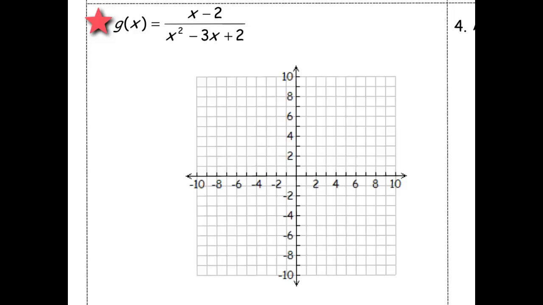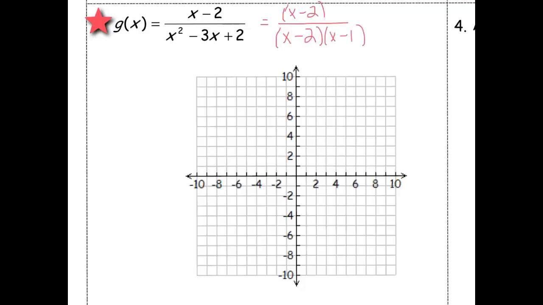The first thing that we want to make sure we do is factor the numerator and the denominator. It's our lucky day. The numerator is already linear, and I don't see a GCF, a greatest common factor, so there's nothing we can do with the numerator. The denominator, though, it looks like I can factor that into x minus 2, x minus 1.